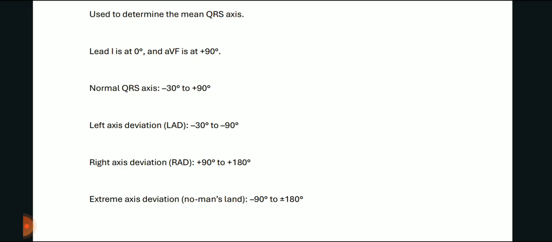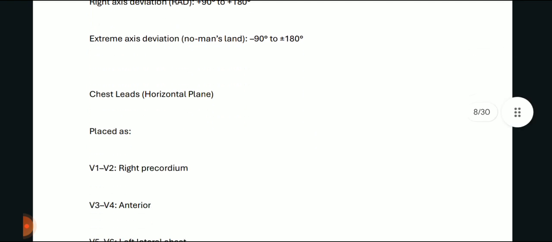If this axis deviates beyond -30, that is left axis deviation, -30 to -90 degrees, and if it deviates beyond +90, that is right axis deviation, from +90 to +180. Extreme axis deviation is called no man's land, because mostly the axis doesn't go there. That's between -90 and ±180. So this complete 180 degree angle is no man's land.